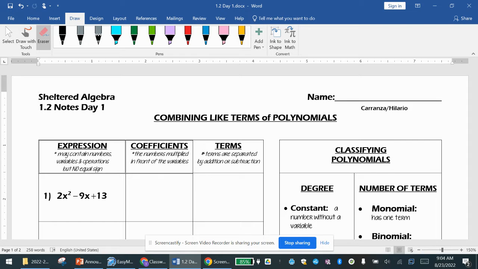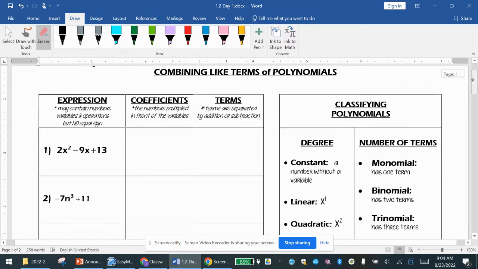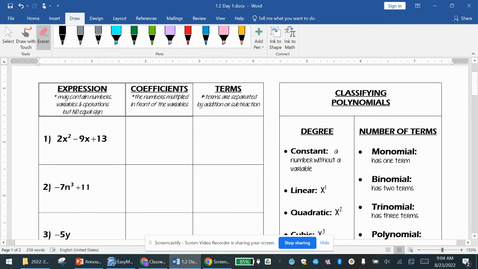Before we get too much into the definition of polynomials, let's make sure we talk about some older vocabulary words you may have seen. An expression: so far we've been dealing with expressions that contain numbers, variables, and different operations, but none of them have an equal sign. Those are different than equations, which we'll study in a couple days.